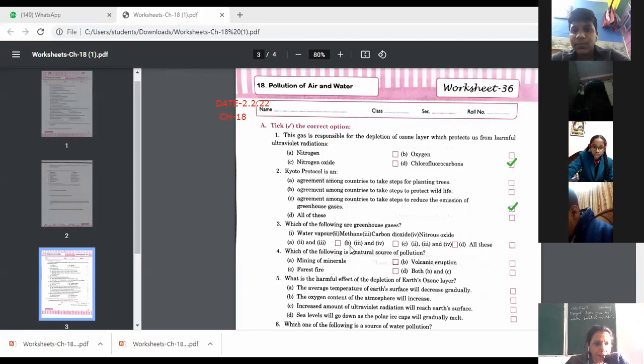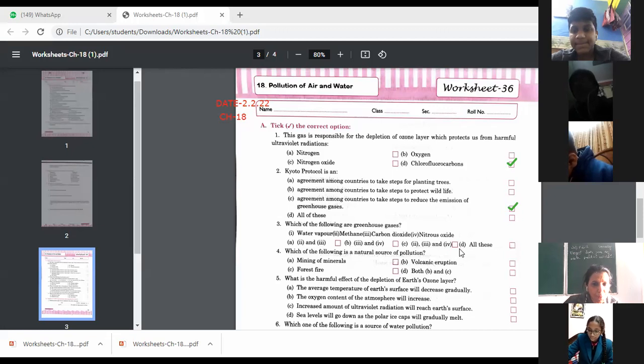According to you, D is correct. According to Harshit, the second is correct. Geet, what do you say? Ma'am, option C. Option C is correct. How are you saying water vapor? Water vapor is not a greenhouse gas. Option C is correct: methane, carbon dioxide, and nitrous oxide.